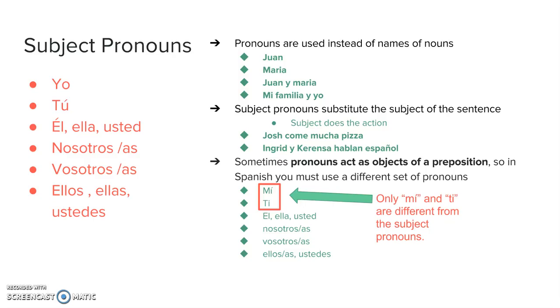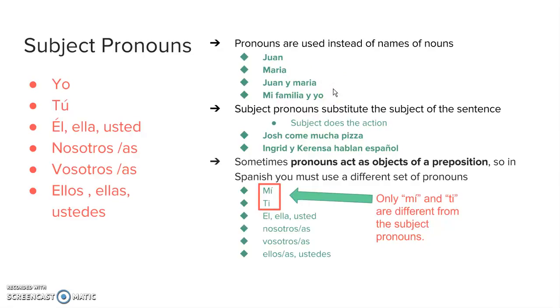Okay, so we have the subject pronouns here. We know these. We use these to conjugate our verbs. Yo, tú, él, ella, usted, nosotros, nosotras, vosotros, vosotras, ellos, ellas, ustedes. Pronouns are basically words we use instead of actual names of people, and we use these because we don't want to sound too repetitive. So Juan, instead of Juan, I would say he or él. Maria, I would say she or ella, and you kind of get the idea here.